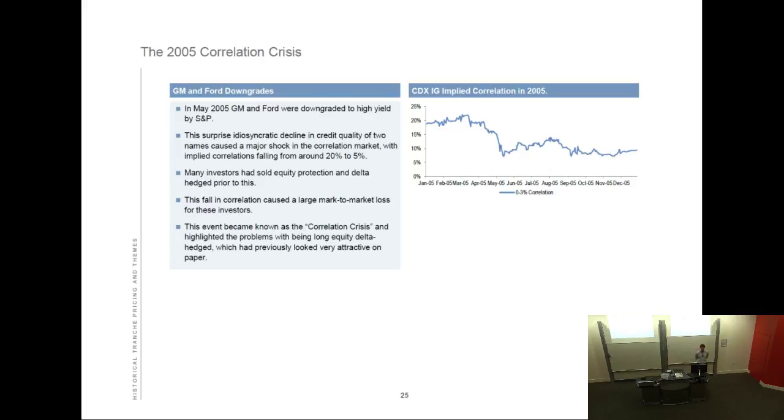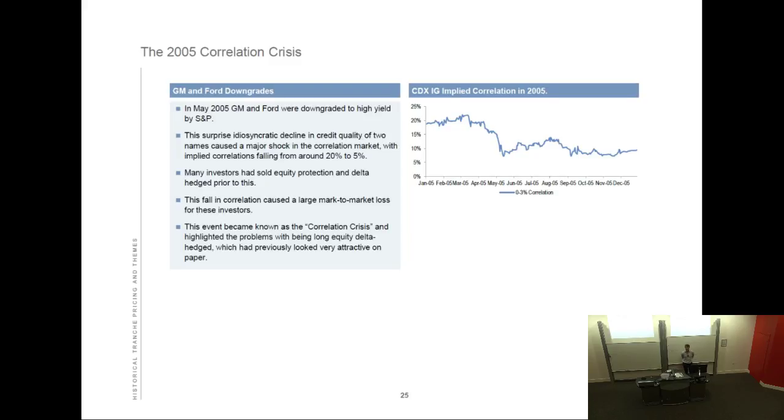tranches tighter. But then this downgrade of GM and Ford triggered a big rethink, and suddenly people got very scared of potential defaults. And so these equity tranches that had been sold in great amounts, suddenly people wanted to get out of very fast. And so the equity tranches fell, which meant that correlations fell quite drastically. And so we went from a relatively high correlation environment to a low correlation environment over the course of a few months in 2005, and that's what people nowadays call the correlation crisis.